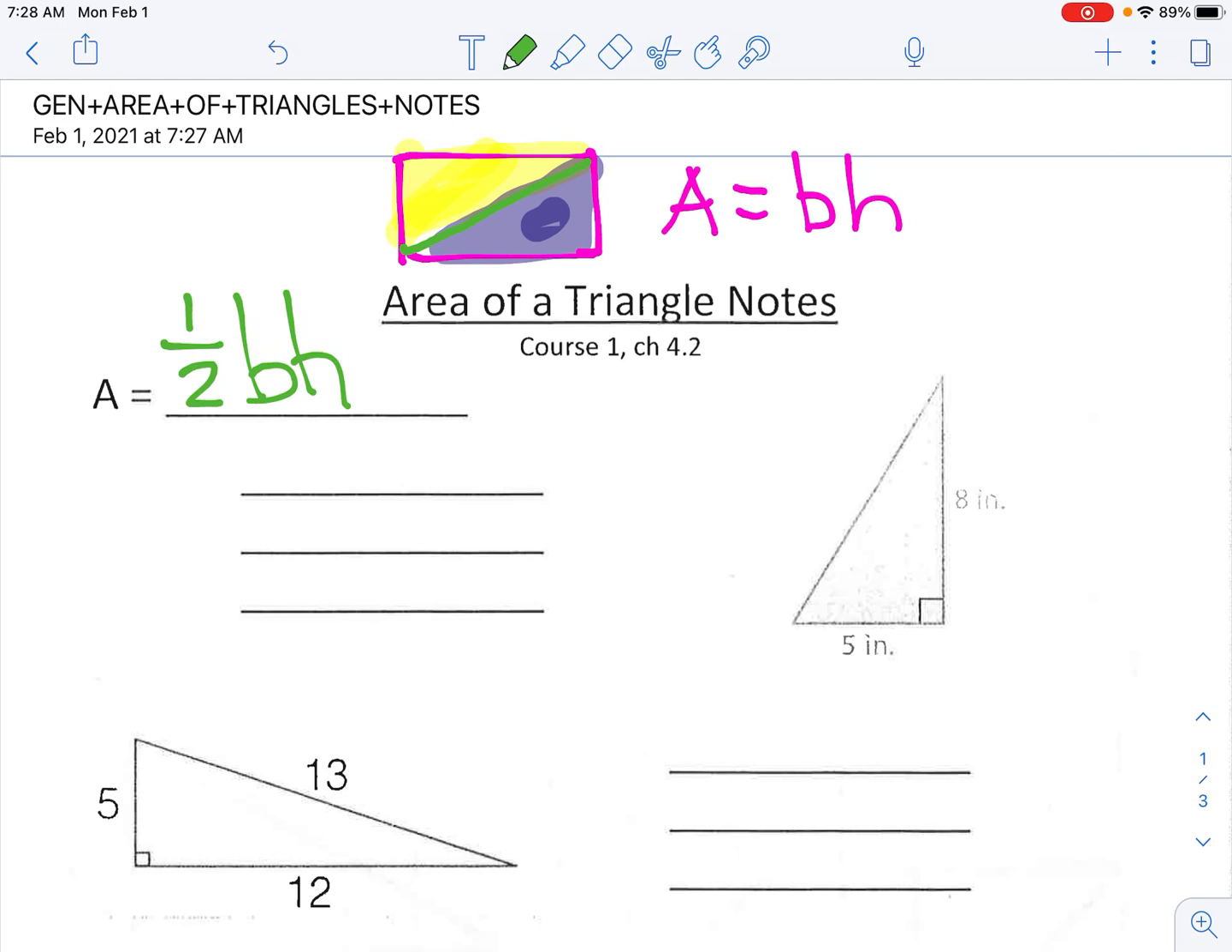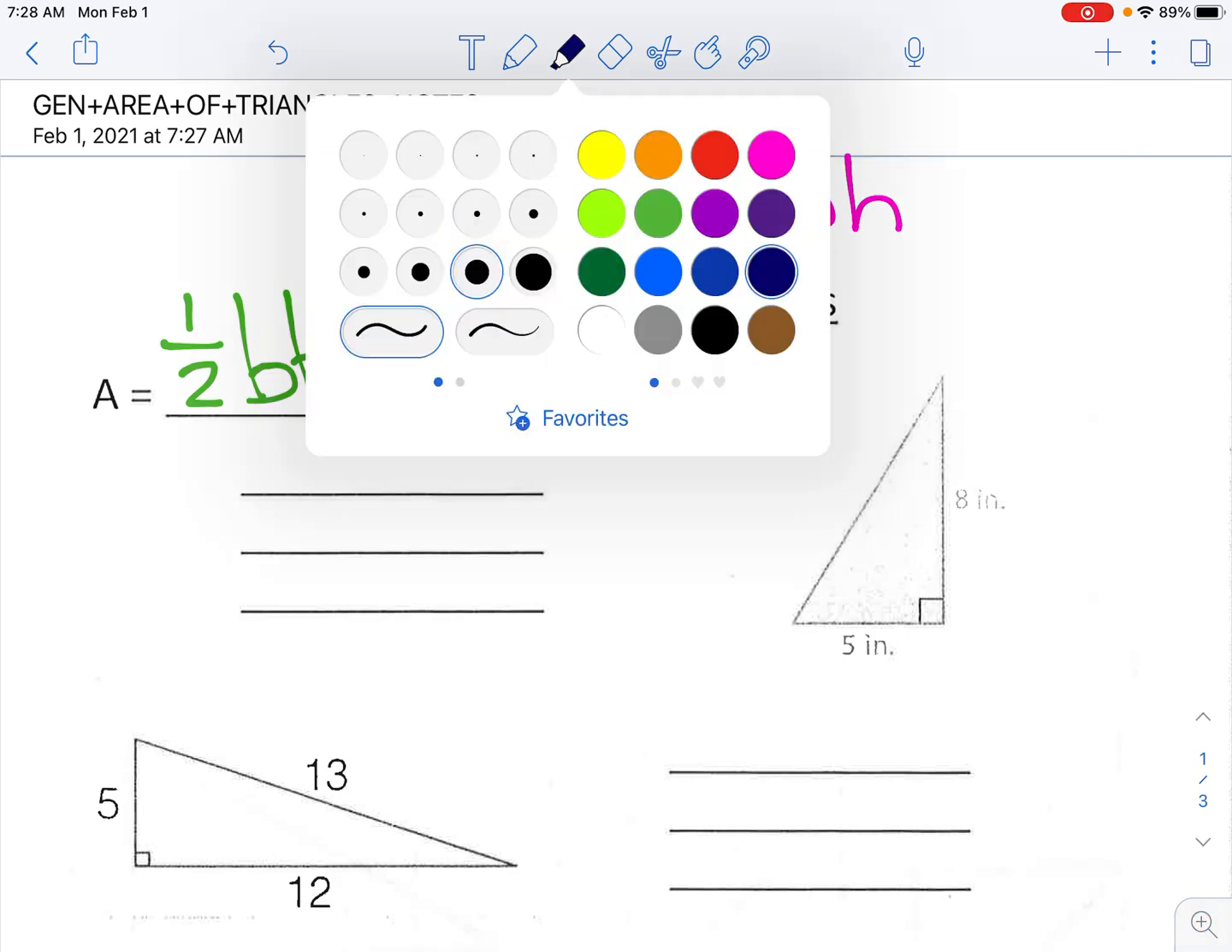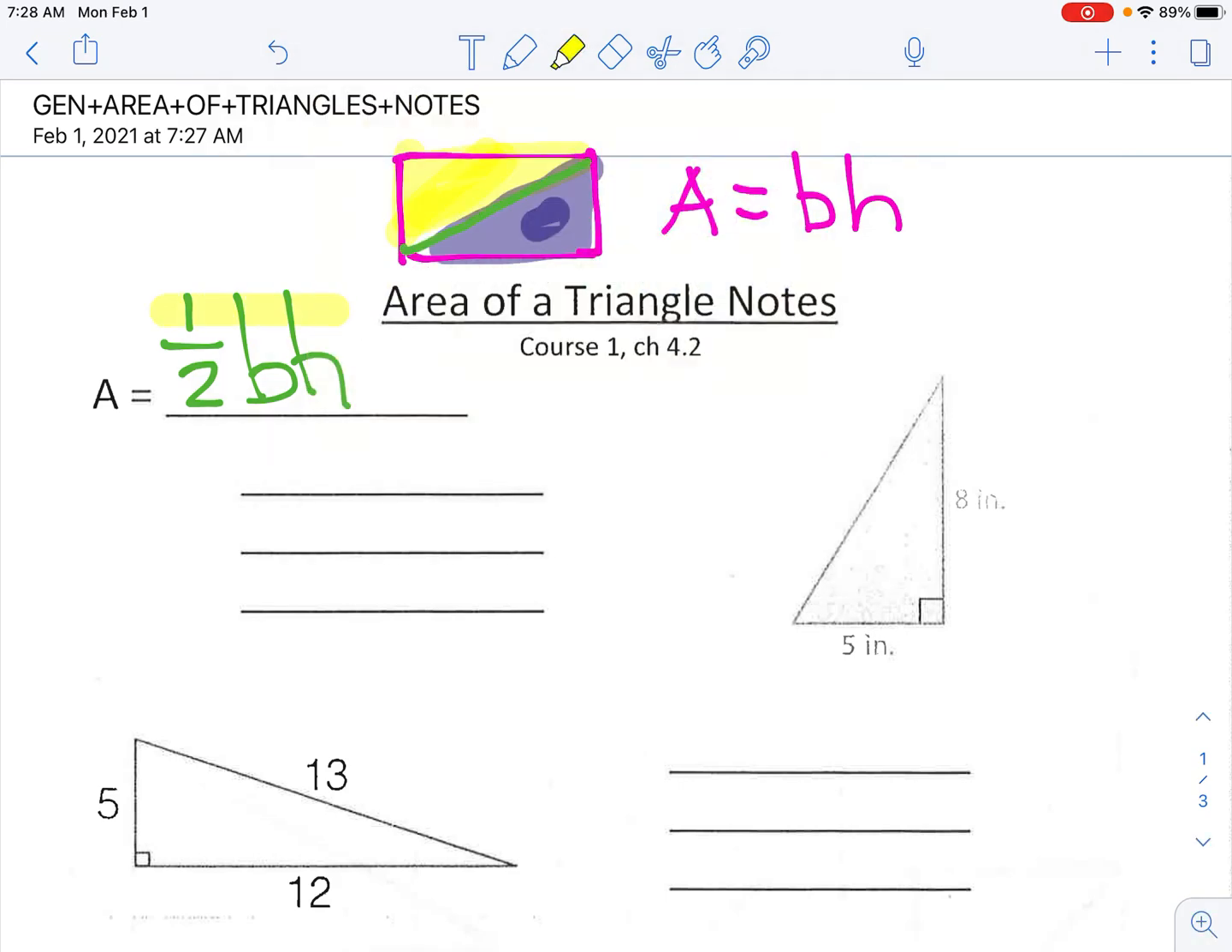So we've been using base times height for squares, rectangles, and parallelograms. So today is a new formula. Our new formula for triangles is 1/2 base times height. So we're going to find the base times the height and then divide it by 2. All right, here we go.